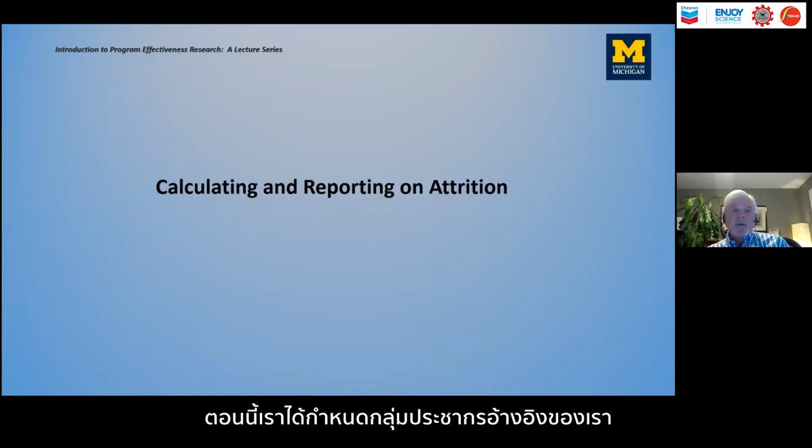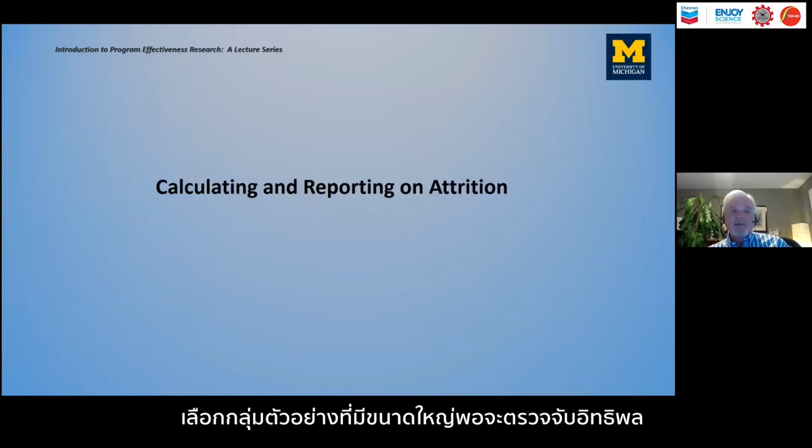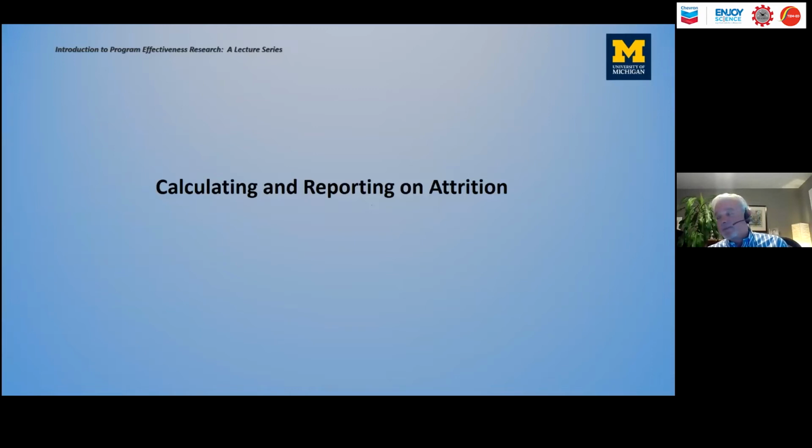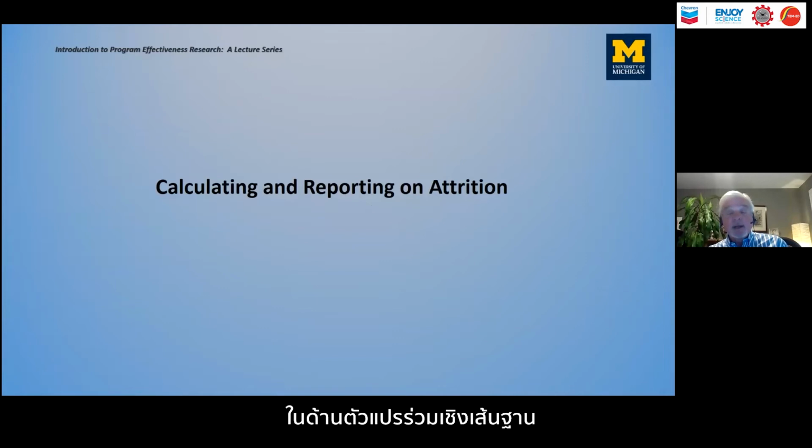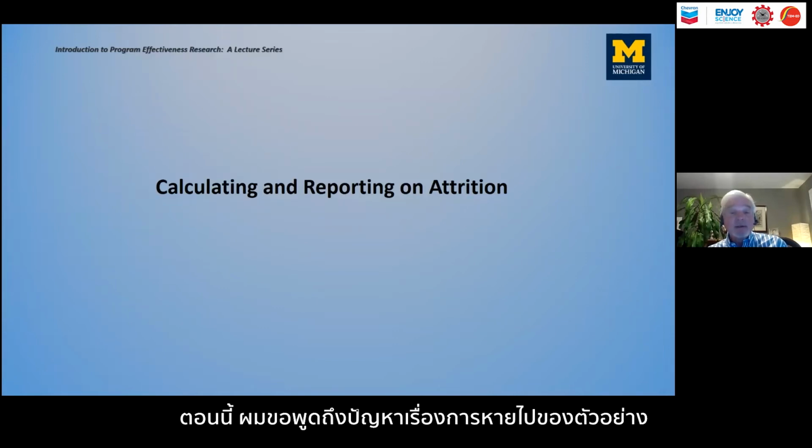So we now have defined our inference population, chosen a sample of sufficient size to detect effects, shown that after sampling, the two groups are equivalent on baseline covariates. I would now like to discuss the problem of attrition.